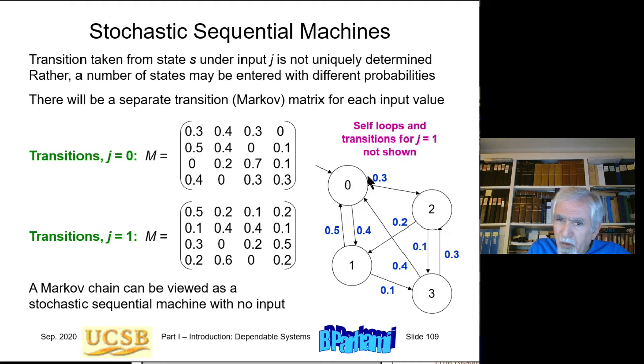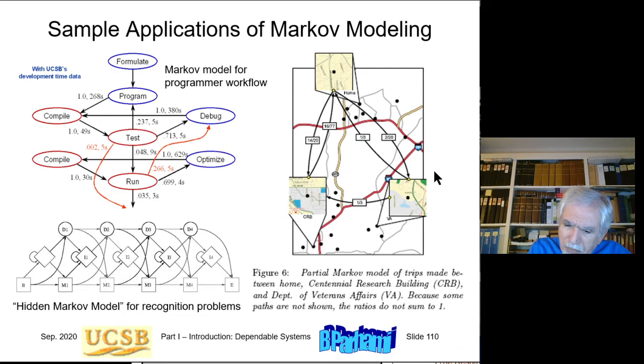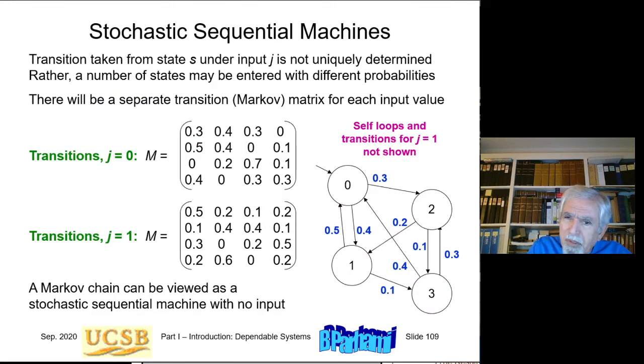We have a similar diagram, or we can merge the two diagrams, just labeling these arrows as we do in sequential machines, input slash probability of that transition. So it will be, in this example, 0 slash 0.3, meaning that if input is 0, this transition occurs with probability 0.3, and 1 slash 0.1. So a Markov chain is basically an autonomous sequential machine. It doesn't have any inputs, just moves between states on its own. So it's a special case of a stochastic sequential machine.